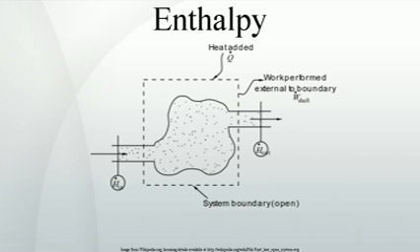Formal definition. The enthalpy of a homogeneous system is defined as H equals U plus PV, where the enthalpy is an extensive property. This means that, for homogeneous systems, the enthalpy is proportional to the size of the system. It is convenient to introduce the specific enthalpy h equals H over m, where m is the mass of the system, or the molar enthalpy Hm equals H over n, where n is the number of moles. h and Hm are intensive properties.